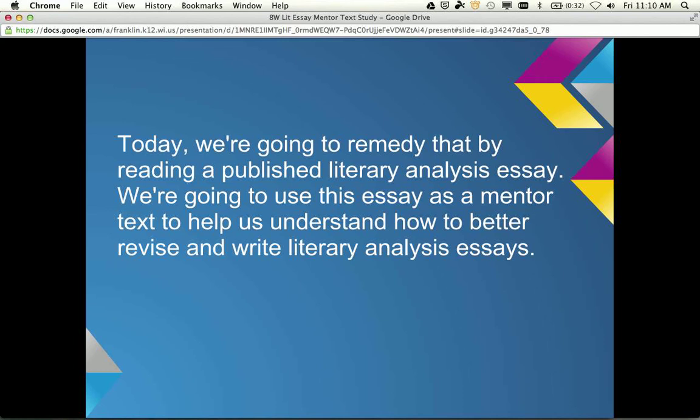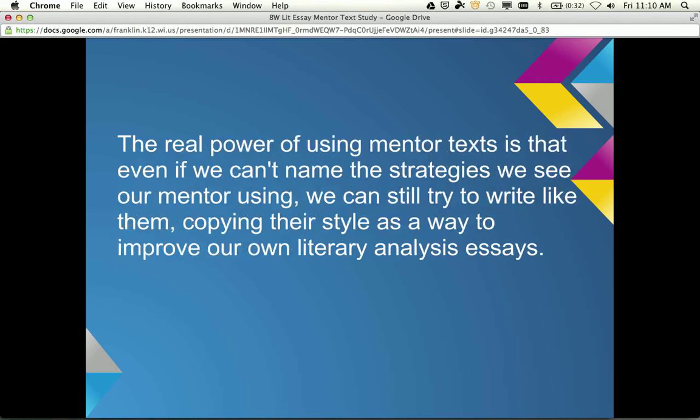We're going to use this essay as a mentor text to help us understand how to better revise and write literary analysis essays. The real power of using mentor texts is that even if we can't name the strategies we see our mentor using, we can still try to write like them, copying their style as a way to improve our own literary analysis essay.